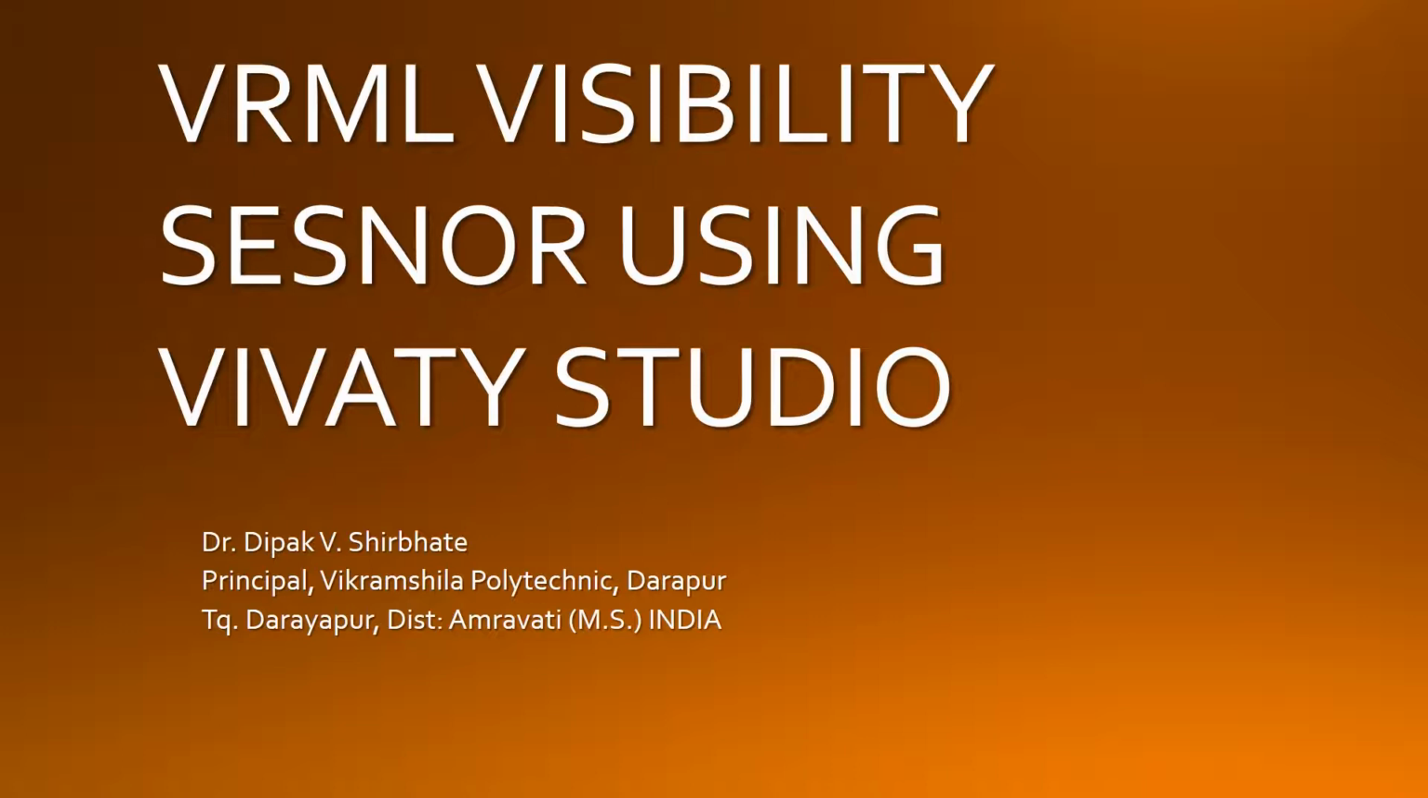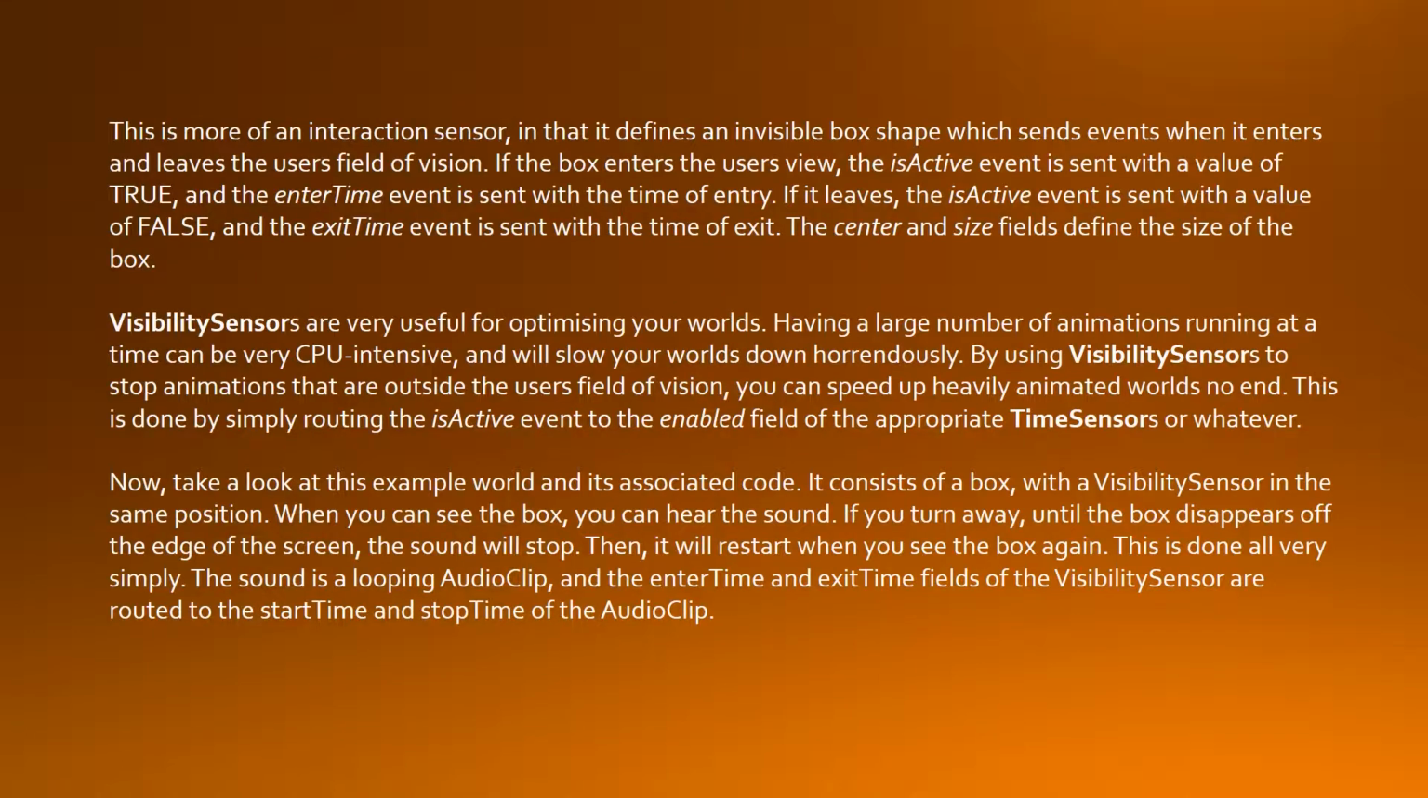Today I'm going to demonstrate VRML, Virtual Reality Modeling Language, Visibility Sensor using VivIT Studio. Now, visibility sensors will allow you to control the animation based on the visibility of the object. So let us start with this exercise. This is actually an interaction type of sensor, and it is very useful for optimizing your VRML worlds.